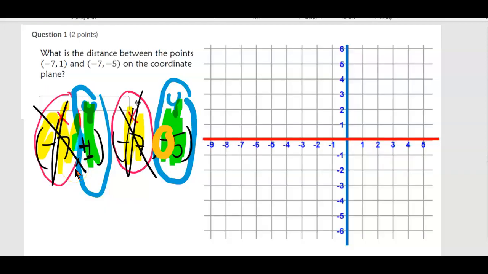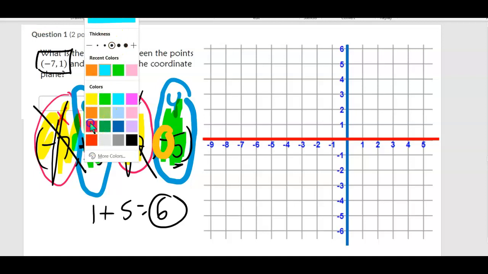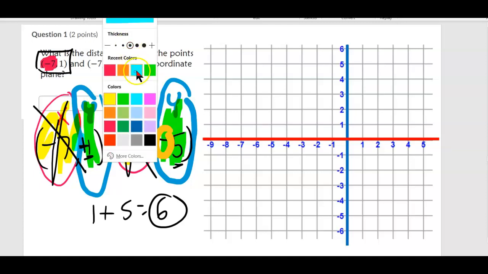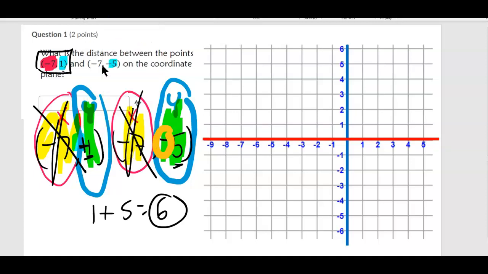So we're going to add 1 plus 5. 1 plus 5 is 6. That's the answer. If you don't believe me, let's graph it and find out. Let's do negative 7, 1 first. So remember, I always like to use red for my x's and blue for my y's. Let's start with this point, negative 7, 1.